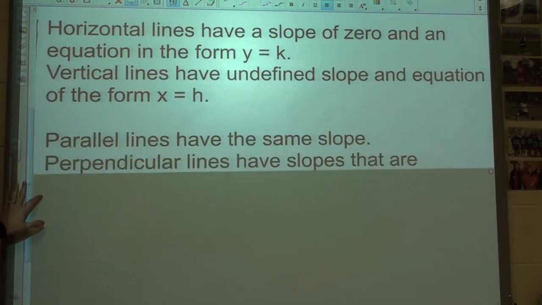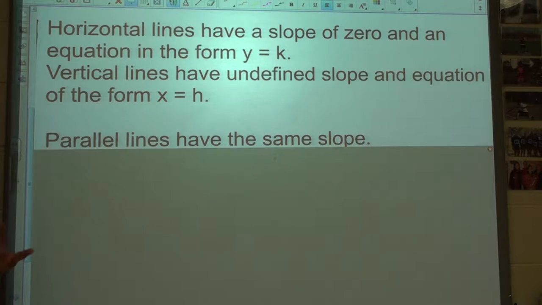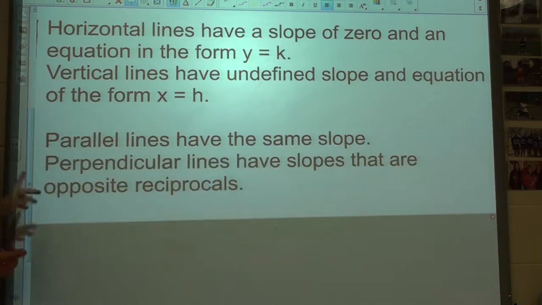In geometry, we've talked a lot about parallel and perpendicular lines. Remember that parallel lines never intersect and their slopes are the same. Perpendicular lines have slopes that are opposite reciprocals and intersect at right angles.